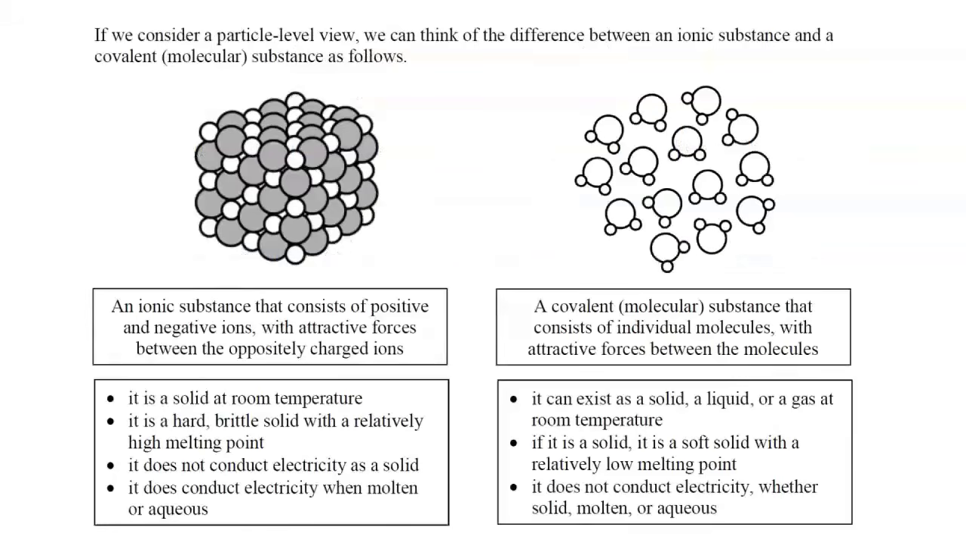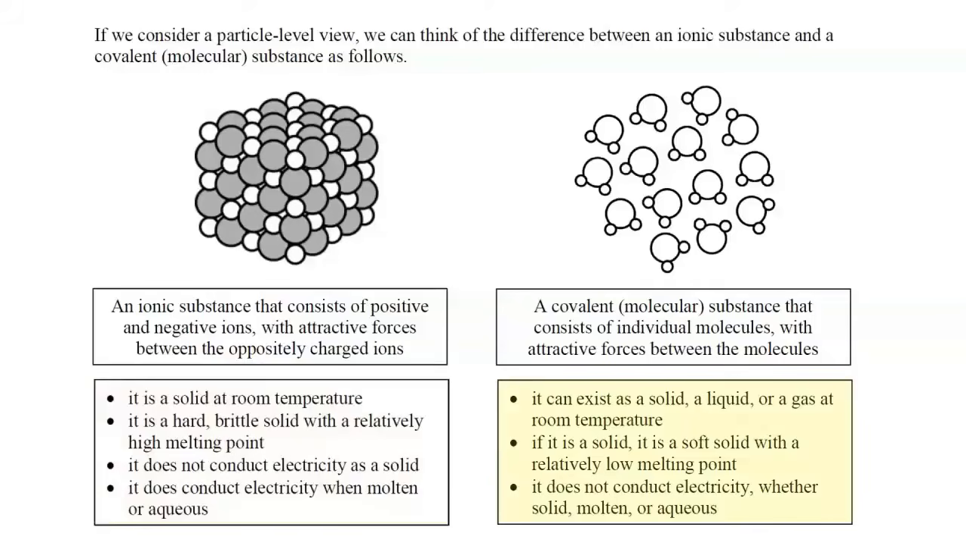In an earlier video, when I was talking about topic 2.1, I showed this slide, which does a comparison between an ionic substance and a covalent substance. So an ionic substance consists of positive and negative ions, and a covalent or molecular substance consists of individual molecules. With respect to the physical properties, an ionic substance is a solid at room temperature. It tends to be a hard, brittle solid with a relatively high melting point. It does not conduct electricity as a solid, but it does conduct electricity when either melted or dissolved in water.